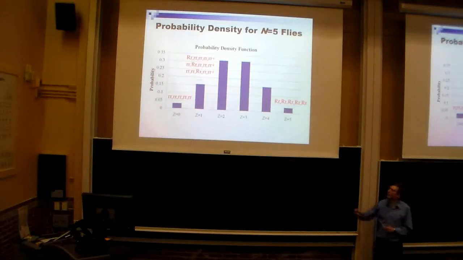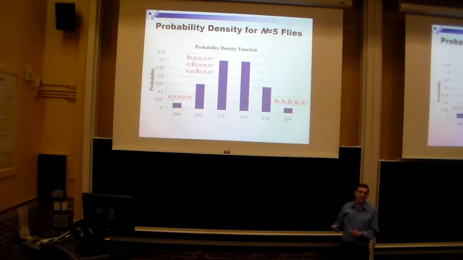Yeah, there would be 5 outcomes. Either the first fly has red eyes and the rest have white eyes, or the second has red eyes and the rest have white eyes, and so forth. So the probability that z equals 1 is 5/32.